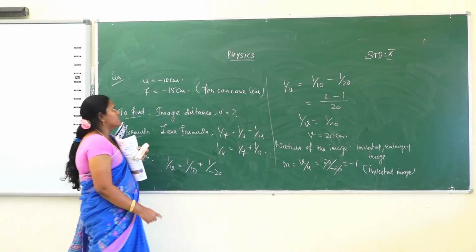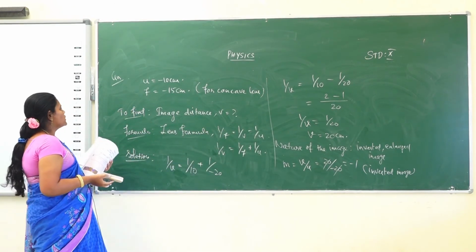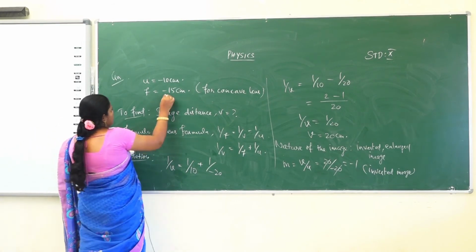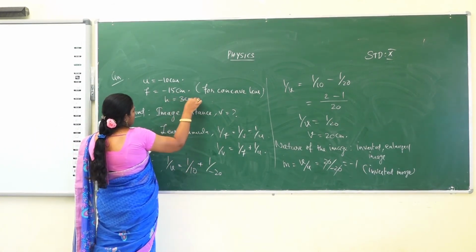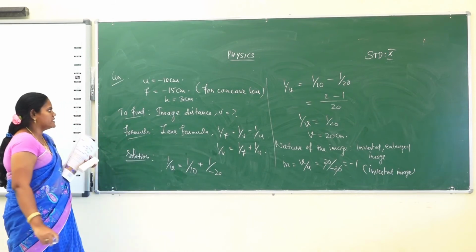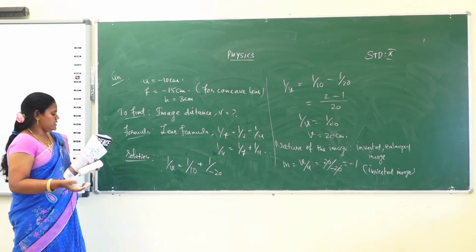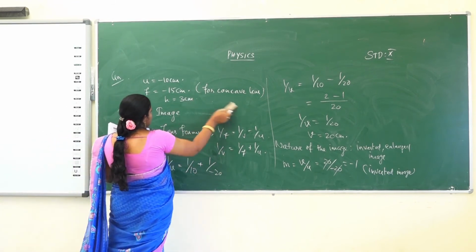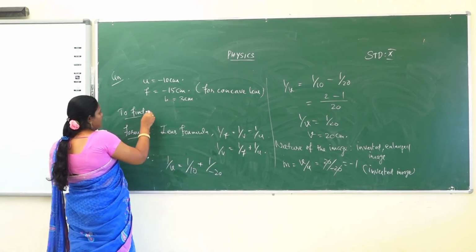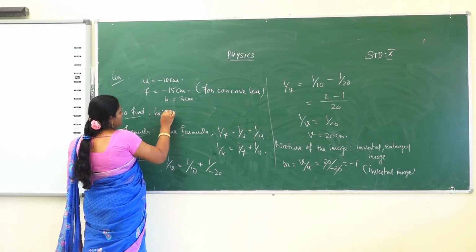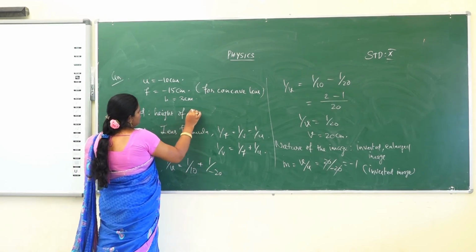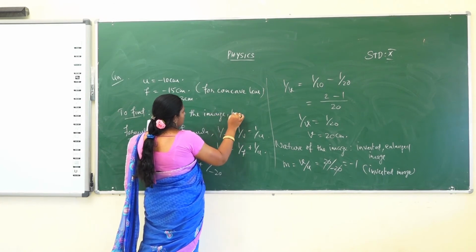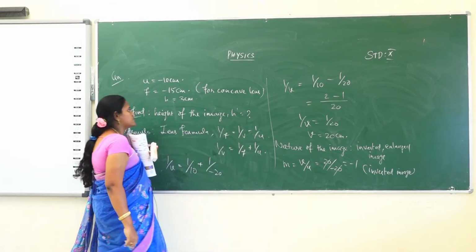So the focal length of the concave lens is minus 15 centimeter. The height of the object H is equal to 3 centimeter. What will we find? That is the height of the image, H dash is equal to question mark. What is H dash? That is the height of the image.